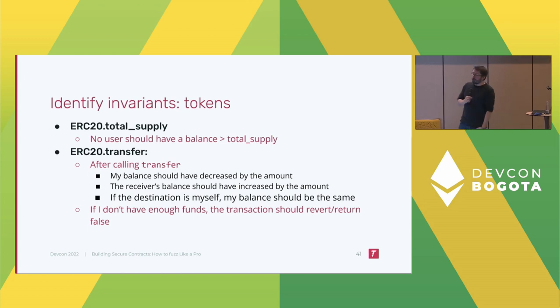Something else which is also important to consider is returning false or reverting. For example, an invariant you can have is that if you don't have enough funds, the transfer function should either revert or return false, depending on how you implemented the token.